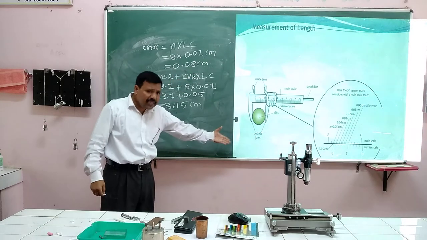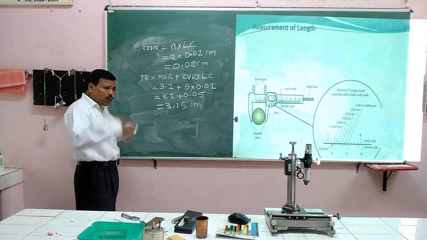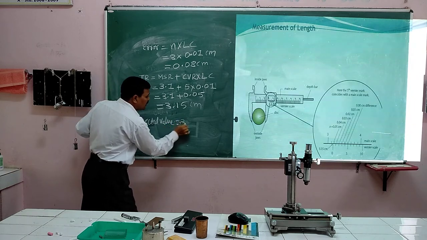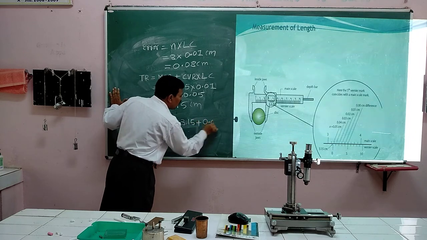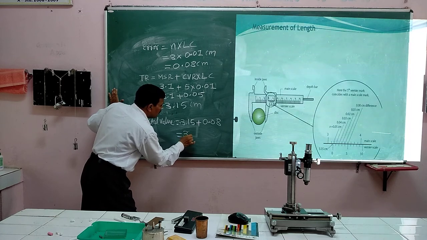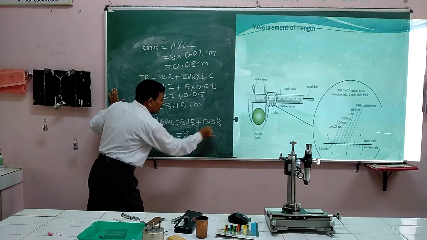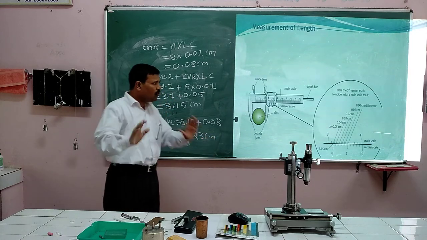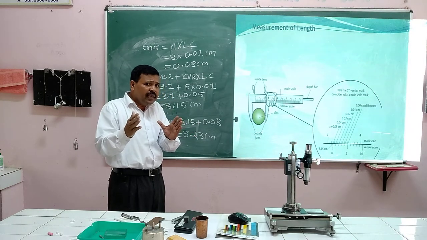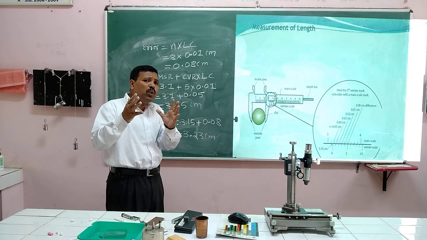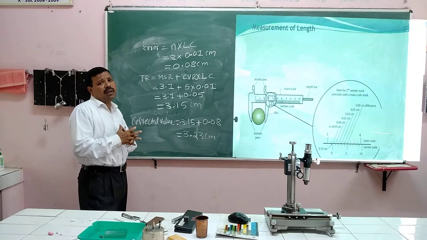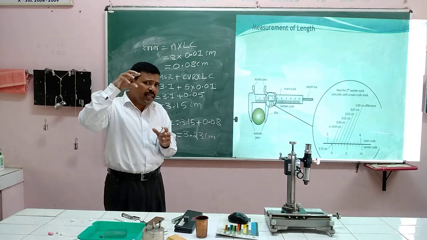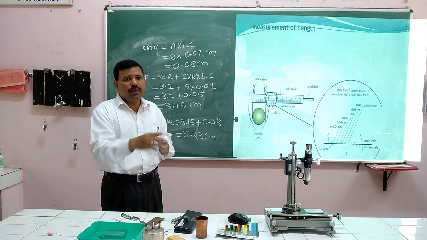But this is not the correct one because this contains negative error. So that negative error should be added. Therefore, the corrected value is equal to 3.15 plus this negative error 0.08. What we get is 3.23 centimeter. Fine, so this is how we calculate the error, and then the actual value can be found in this way. Remember that the positive error should always be subtracted from the measured value, whereas the negative error should always be added to the measured value to get the actual value.